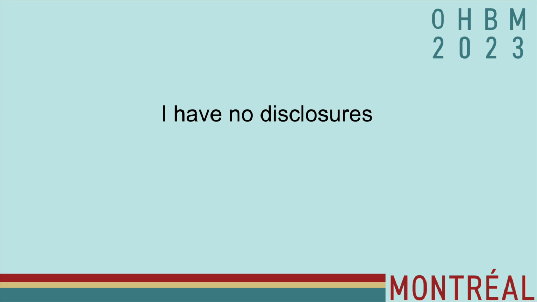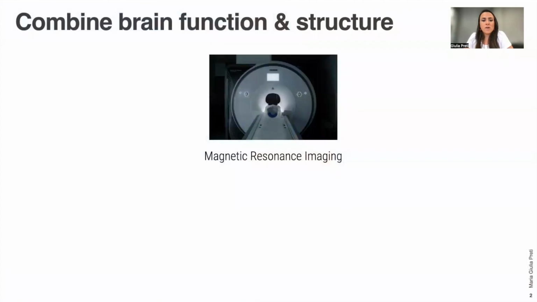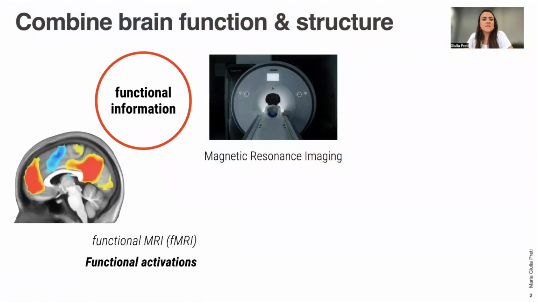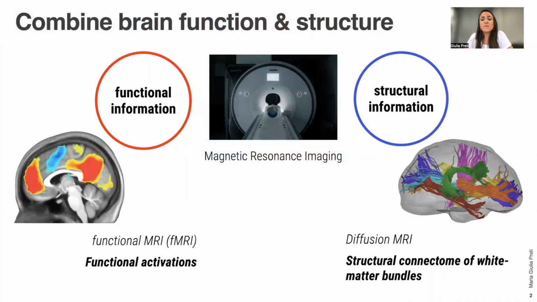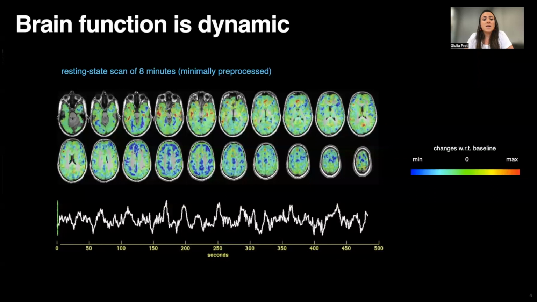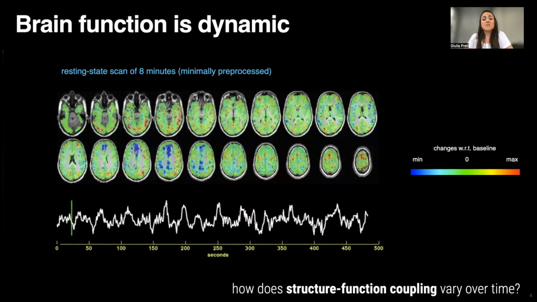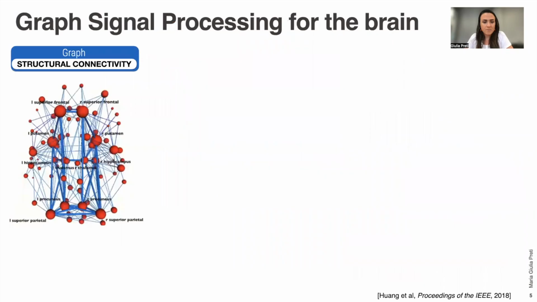The two pieces of information that we're going to use are acquired with magnetic resonance imaging. The first one is the functional information about brain activations from fMRI. And the second one is the structural information given by the virtual reconstruction of white matter bundles physically linking different regions of the brain, obtained by diffusion MRI. Combining these two pieces of information is not trivial, and we do it today with graph signal processing. We also know that brain function is dynamic, so we want to explore how the structure-function coupling varies over time.